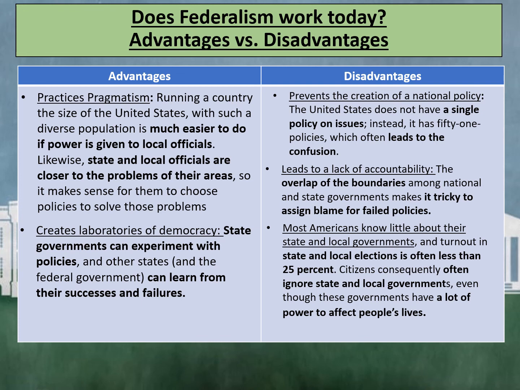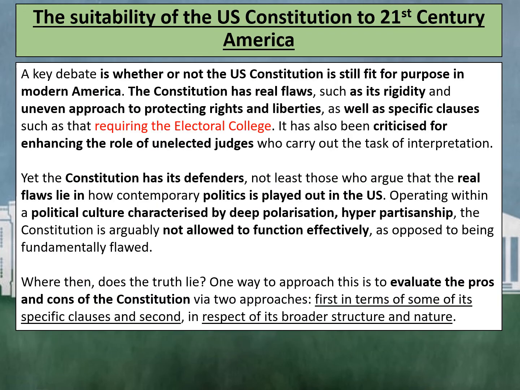A key debate is whether or not the US Constitution is still fit for purpose in modern America. The Constitution has real flaws, such as its rigidity and uneven approach to protecting rights and liberties, as well as specific clauses such as that requiring the Electoral College. It has also been criticised for enhancing the role of the unelected judges, who carry out the task of interpretation. Yet the Constitution has its defenders, not least those who argue that the real flaws lie in how contemporary politics is played out in the US.